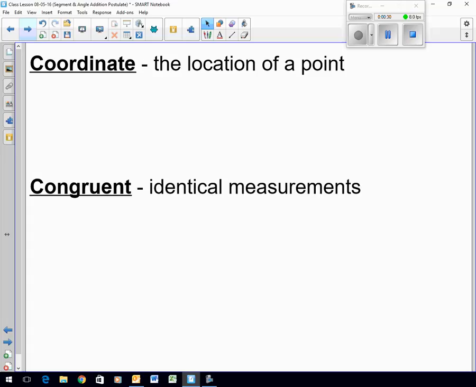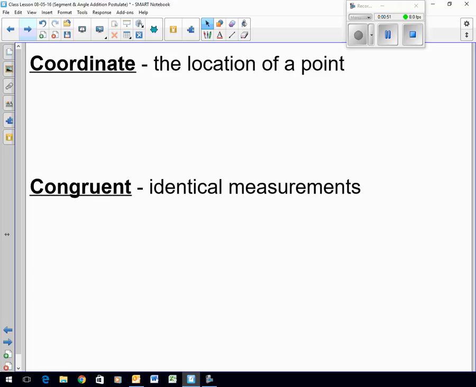Okay, first off, what is a coordinate? A coordinate is just the location of a point. You guys know what a coordinate grid is. Okay, the coordinate grid, right, in the XY plane. The location of a point. I think we did this the other day. Just want to double check.